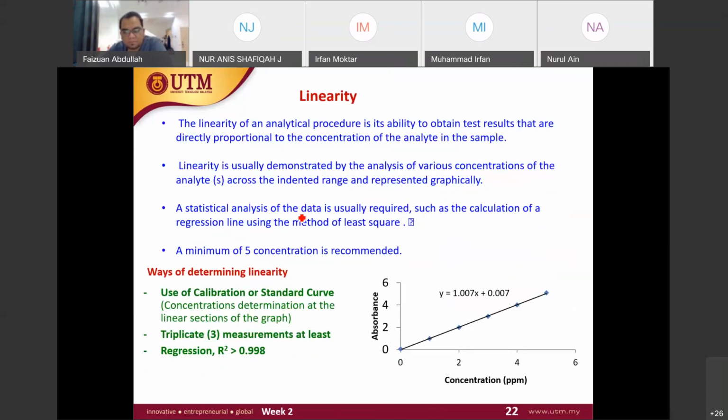Remember, we do a calibration plot. That is linearity. Okay, and then triplicate. Use a calibration or standard curve. Triplicate means we have to measure three times at least, and then the regression, the R square, is larger than 0.998.